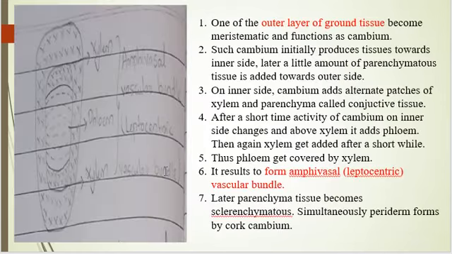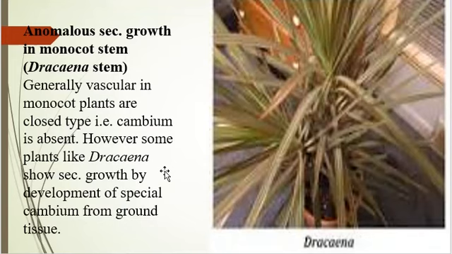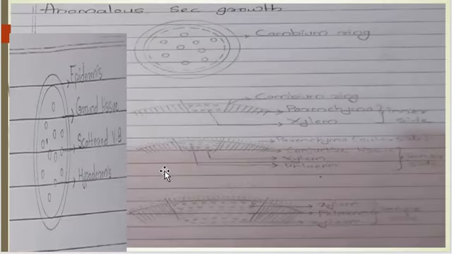So it is all about the Dracaena. Lastly we conclude that Dracaena is one of the monocot plants. In monocots mostly closed type vascular bundles are observed, that means the cambium is absent. But in Dracaena, in the anomalous secondary growth, a special cambium forms from the ground tissues. Firstly, we saw here what the secondary growth looks like: the outer layer is epidermis, inside it the hypodermis, vascular bundles are scattered, and inside them are ground tissues.